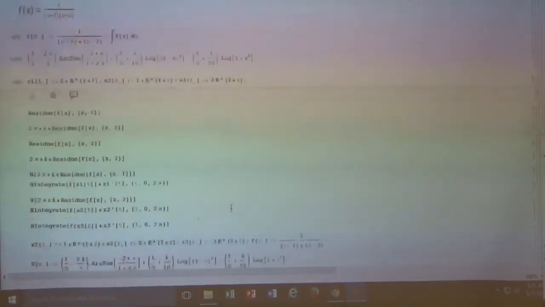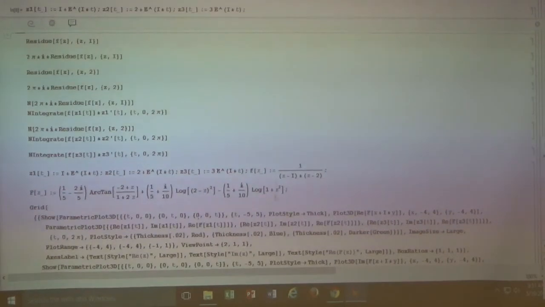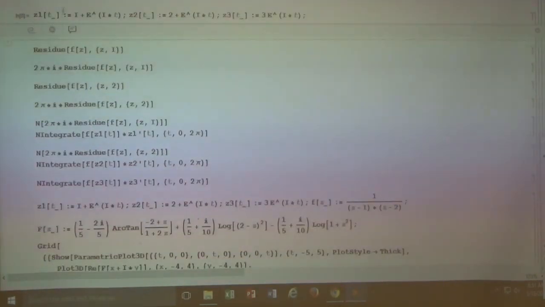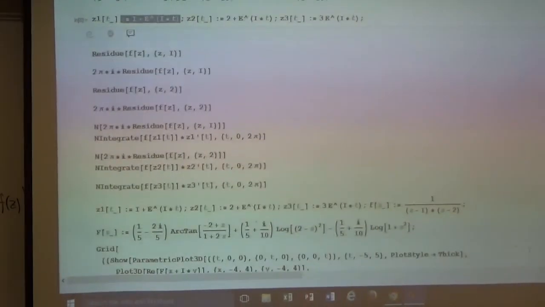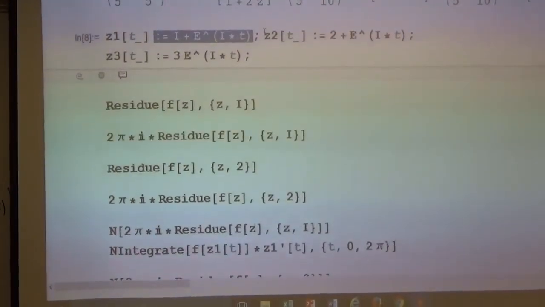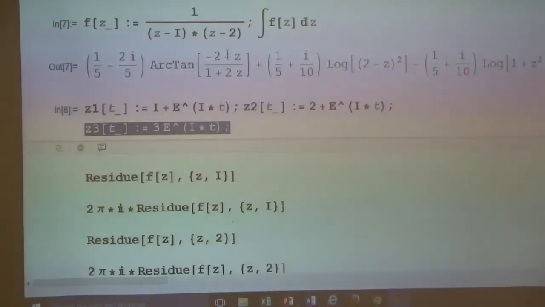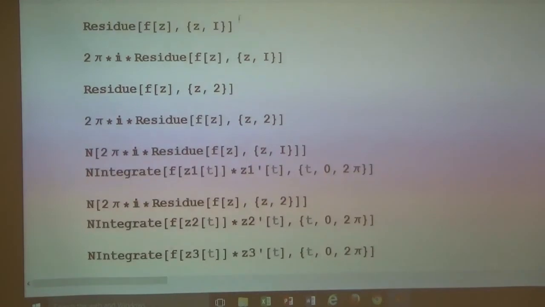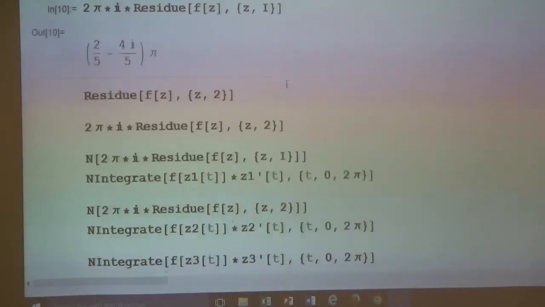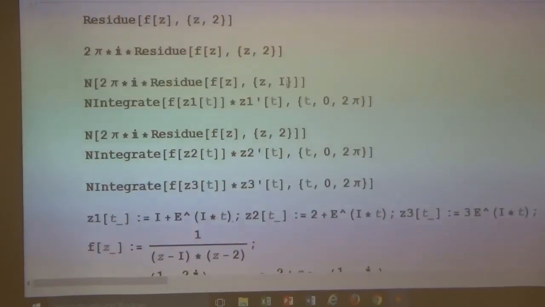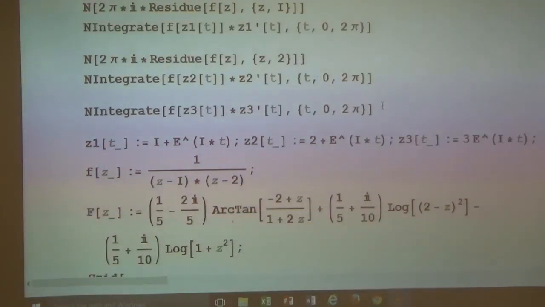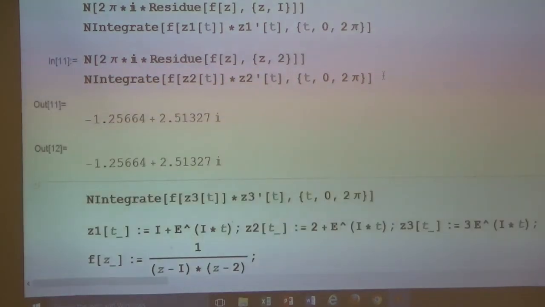You can use residues to calculate the integrals, and what I'm most interested in here is the integral over these three parametric curves. This one is a circle of radius 1 centered at i. This one is a circle of radius 1 centered at 2. This one is a circle of radius 3 centered at the origin. The poles of this function are at i and 2. You can calculate residues with Mathematica, calculate 2 pi i times those residues and add them up to ultimately find, for example, the integral of this function over the third curve.